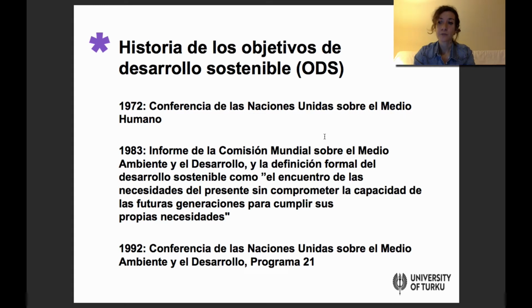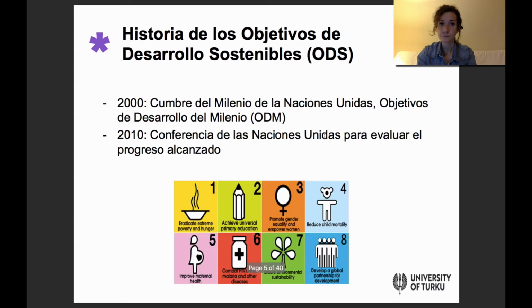Again, nine years later, there was the Conference of the United Nations on Environment and Development, where they also introduced Agenda 21. Maybe some of you may have heard of Agenda 21 already. In 2000 was the UN Millennium Summit, where the Millennium Development Goals were introduced. You have here in this slide a summary of these 8 Millennium Goals. As you can see, they focus on 3 areas: human capital, infrastructure, and human rights.